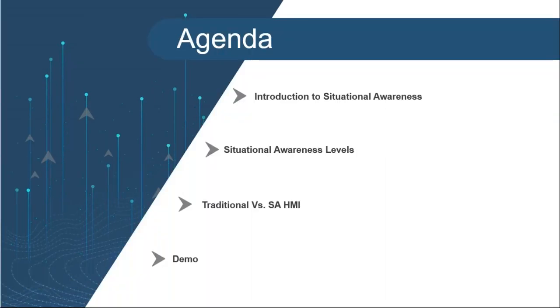We will start by introducing situational awareness. Then we will talk about its levels. After that, we will do a comparison between the traditional HMI and the situational awareness HMI. And finally, we will show you a demo in which we will use situational awareness library, configure alarms, alarms border, and alarm client control using OMI.